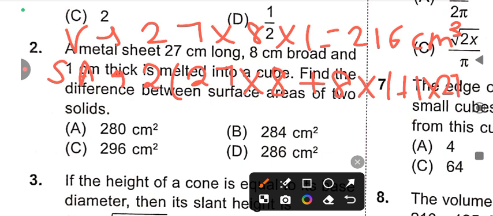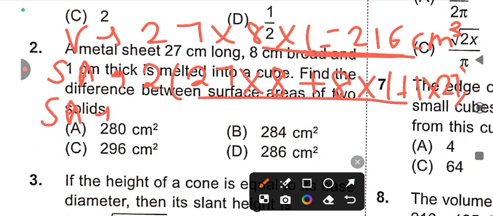Applying the formula of surface area, which is there in your book, you can see in your foundation books also. What is the formula? 2 into (LB plus BH plus LH). This is the formula for finding the surface area of a cuboid. So what you are going to do is just add it all.